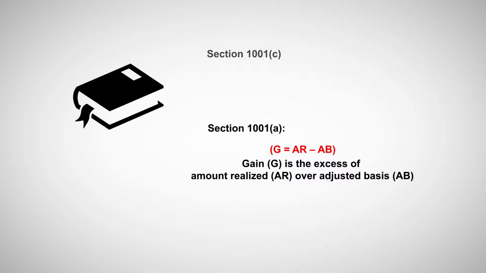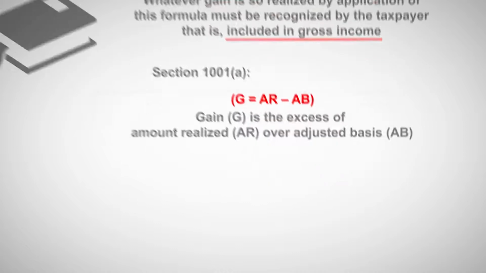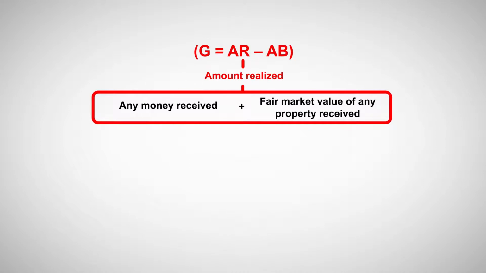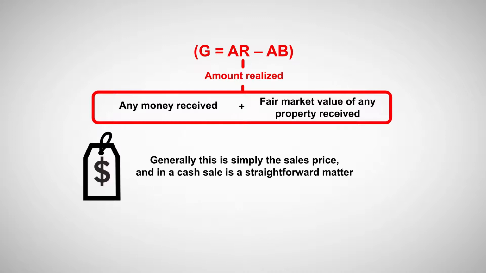Section 1001(c) then mandates that whenever gain is so realized by the application of this formula, that gain must be recognized by the taxpayer, that is, included in his or her gross income. The statute defines amount realized in a sale or other disposition of property as the sum of (A) the amount of any money received, plus (B) the fair market value of any property received. Generally, this is simply the sales price, and the cash sale is a straightforward matter.